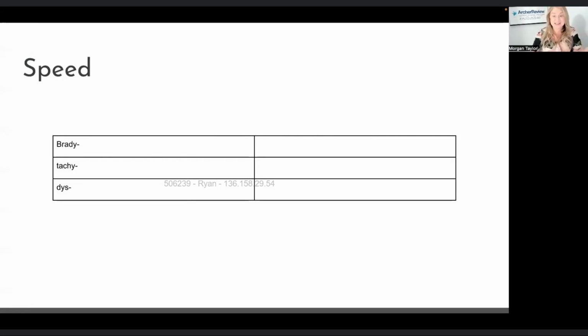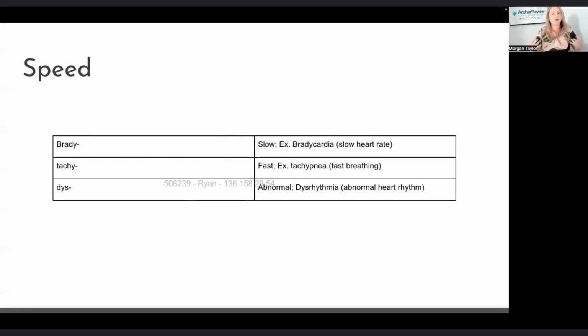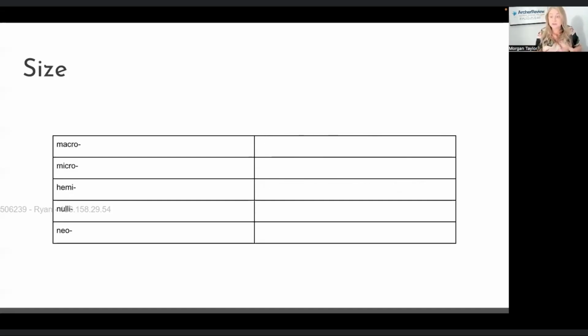We have prefixes as well that tell us more about the speed at which something is occurring. Brady, tachy, and dys. Brady means it's slow. Bradycardia, bradypnea, and contrarily, tachy means it's fast. You've heard of all of these things before, but when you pull apart those prefixes, you can apply them to anything you see on the NCLEX. Dys means abnormal. Dysrhythmia, abnormal rhythm. Dyspnea, abnormal breathing, right?